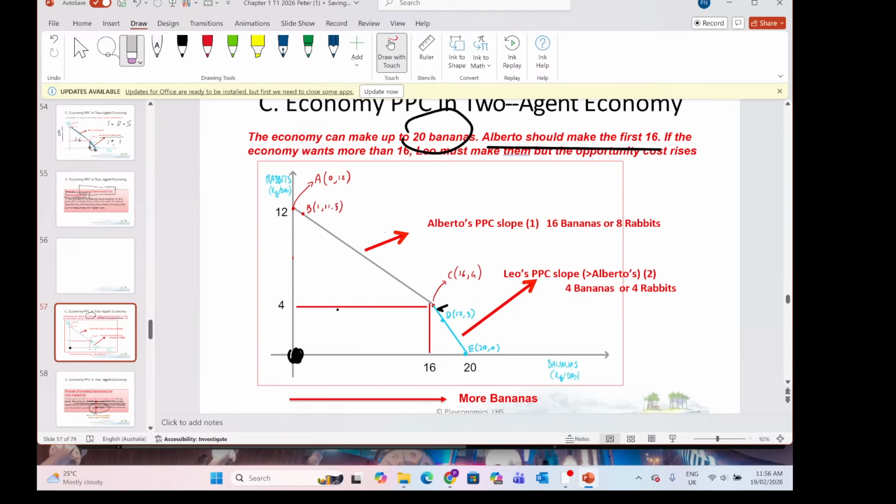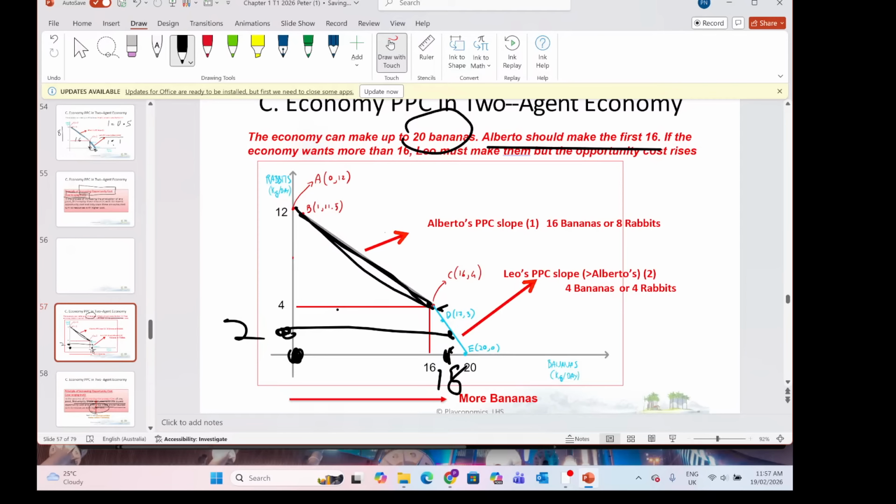But imagine we wanted 18 bananas. It wouldn't leave many rabbits available. It would leave 2 available. But if we were to choose 18 bananas, Alberto should make the first 16, and then only after that should Leo produce the remaining 2. So Alberto should exhaust his capacity, maximize his comparative advantage.